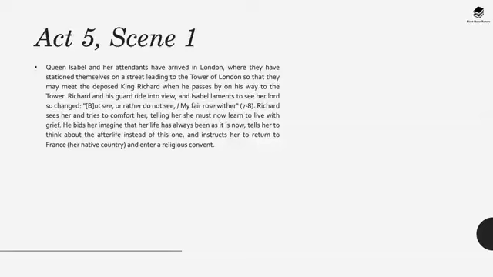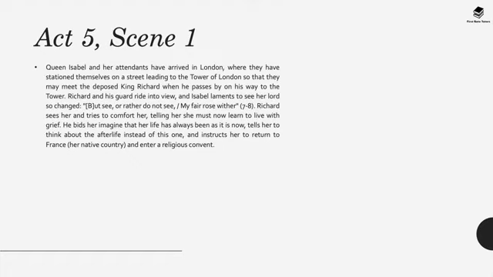Act 5. Queen Isabel and her attendants have arrived in London, where they have stationed themselves on a street leading to the Tower of London, so that they may meet the deposed King Richard when he passes by on his way to the Tower. Richard and his guard ride into view, and Isabel laments to see her lord so changed.